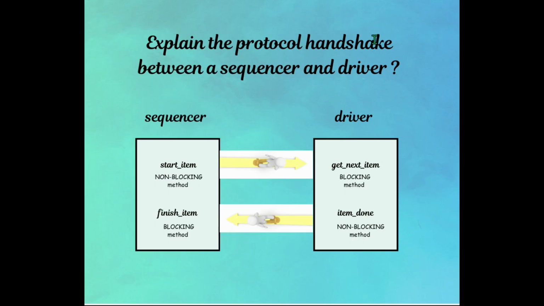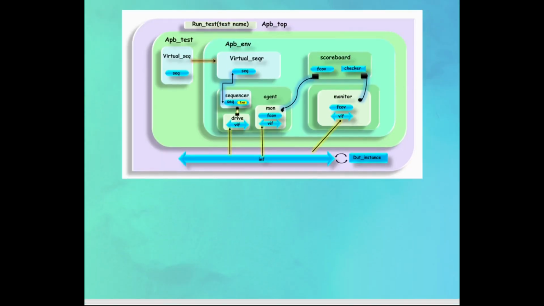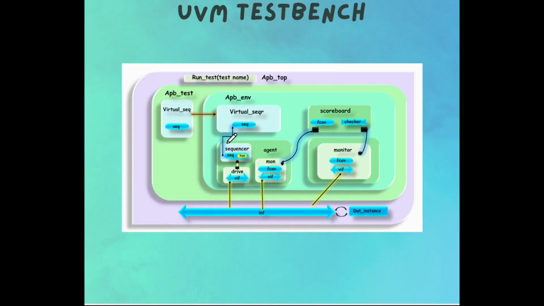So our first question is: explain the protocol handshake between a sequencer and a driver. Sequencer and driver are components in the UVM test bench, and first we will see where these are. Here is our sequencer and here is our driver, and we are talking about the handshake between these two components.